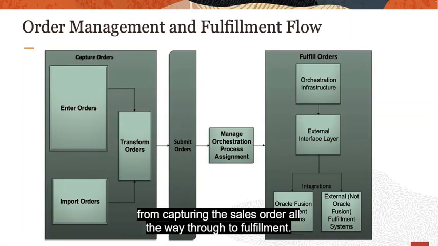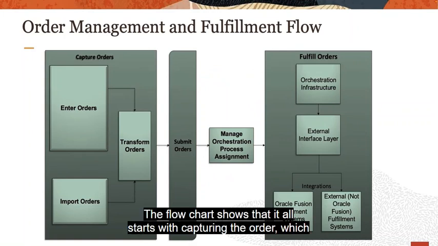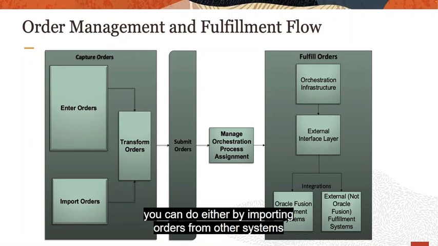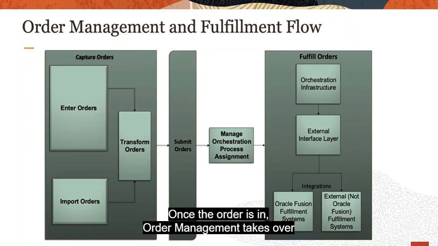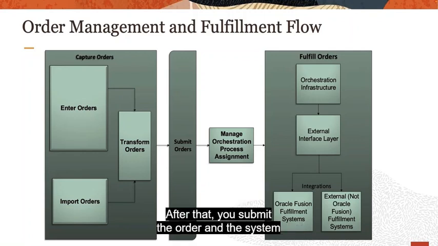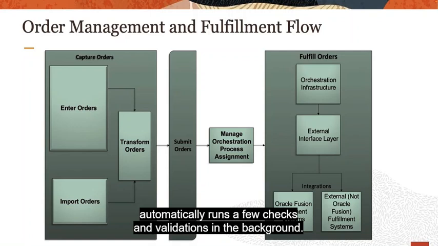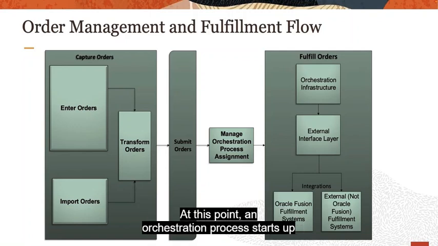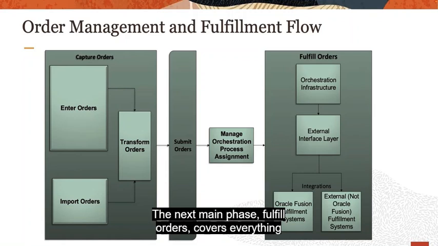This is a high-level overview of how order management and fulfillment works, from capturing the sales order all the way through to fulfillment. The flowchart shows that it all starts with capturing the order, which you can do either by importing orders from other systems or by entering them manually. Once the order is in, order management takes over and processes the orders as needed. After that, you submit the order, and the system automatically runs a few checks and validations in the background. At this point, an orchestration process starts up and gets assigned to the specific fulfillment line.